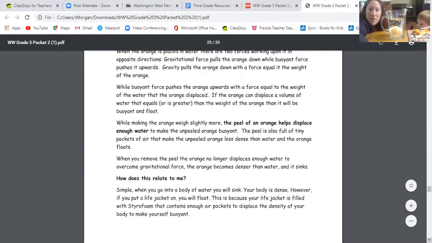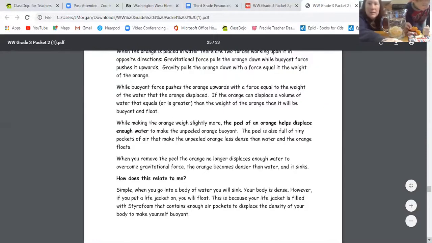The peel is also full of tiny pockets of air that makes the unpeeled orange less dense than the water, so the orange floats. If you look closely at the orange peel, you can kind of see those pockets where the air may have gotten in. Turn it over. There you go. I got a spot right here too. So that helps it to become buoyant.